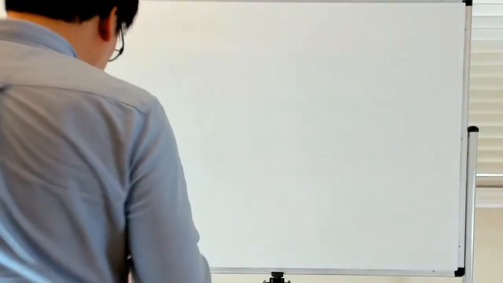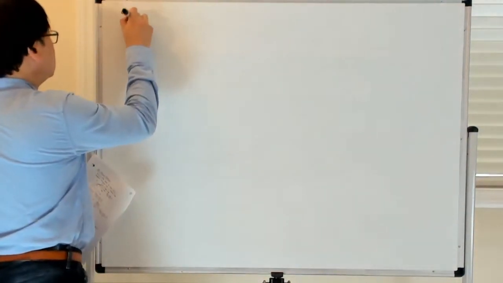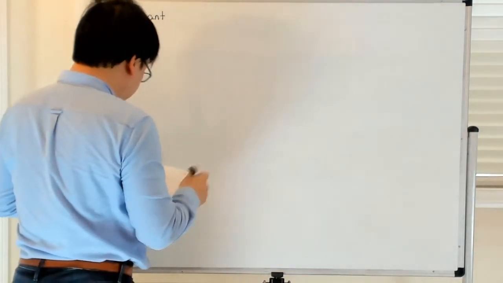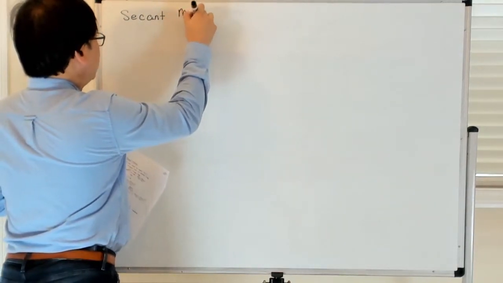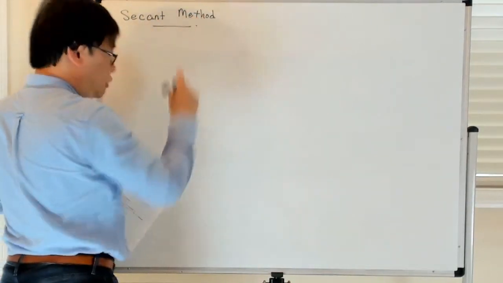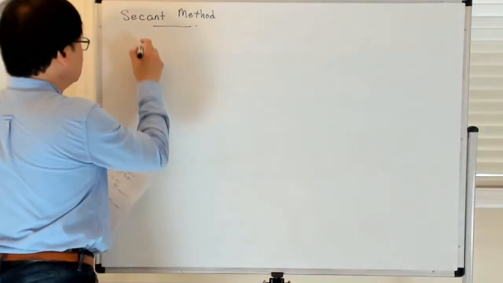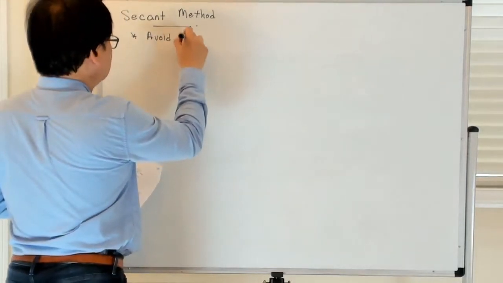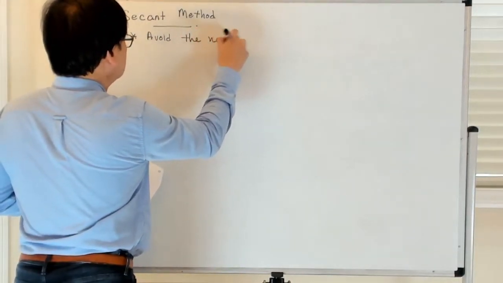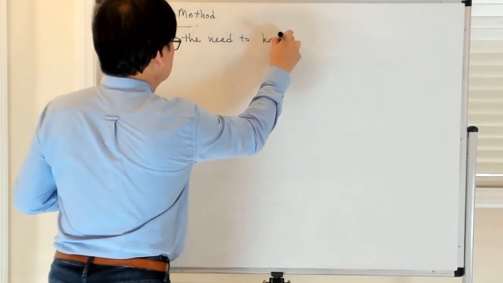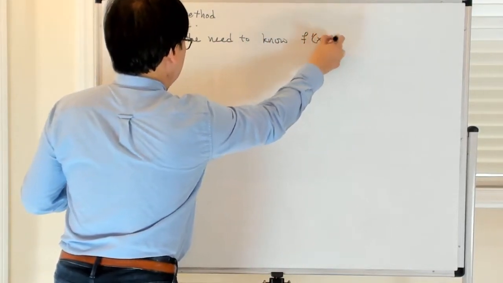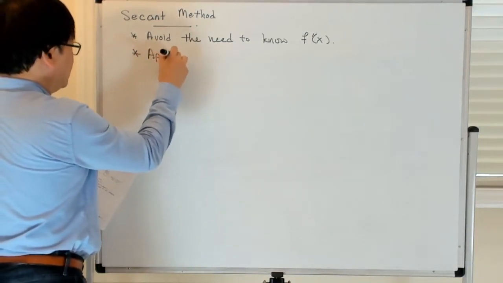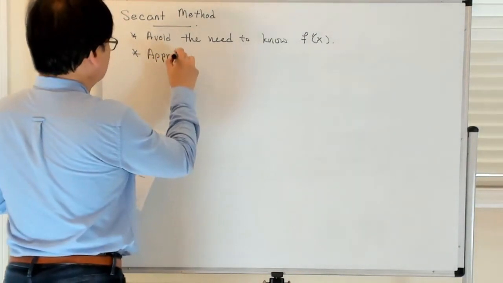Alright, so now I'm going to talk about the secant method. This is a slight variant of the Newton method, where you avoid the need for computing the derivative of the function. So you avoid the need to know f prime at x. Okay, and what you do is you approximate the tangent line by the secant line.